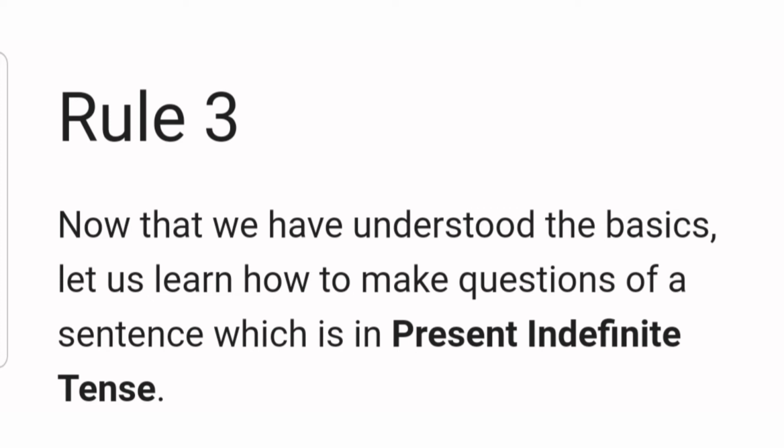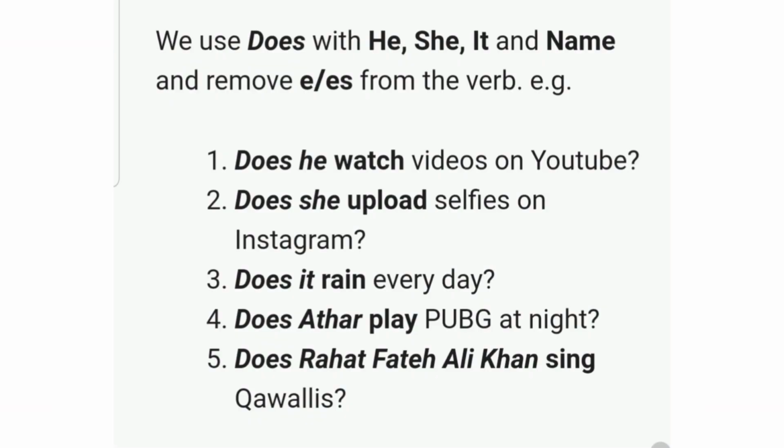Now we have understood the basics: when we have to use the first form of the verb plus s or es and where we do not have to use s or es. Now let us learn how to make questions from sentences in the present indefinite tense. When we have to ask a question and the subject is he, she, it, or the name of any person, then we will add does and we will remove s or es from the verb.